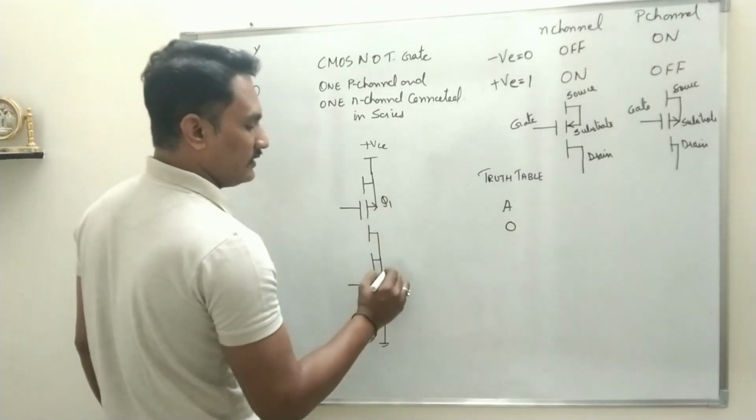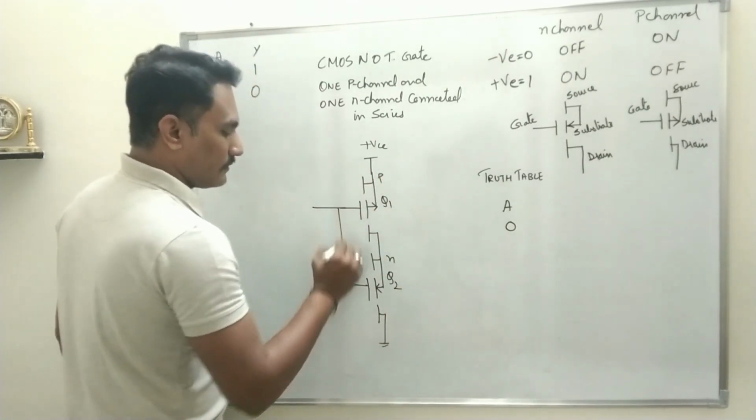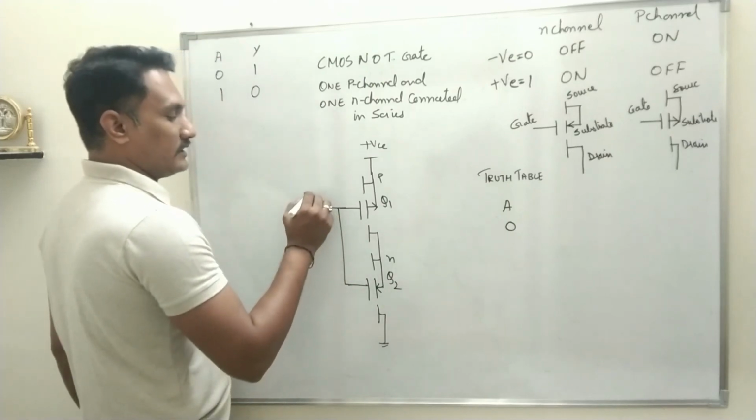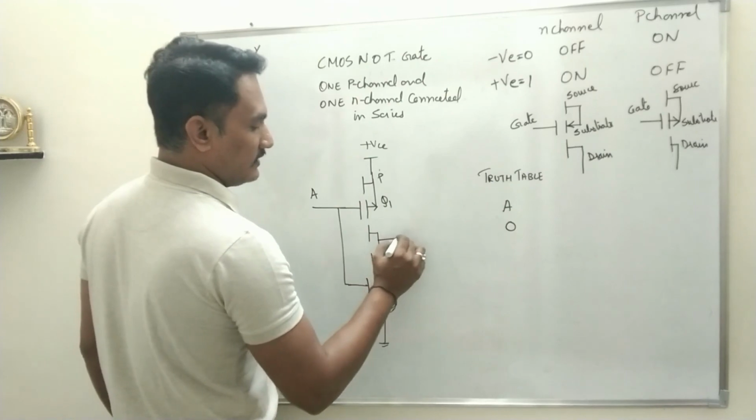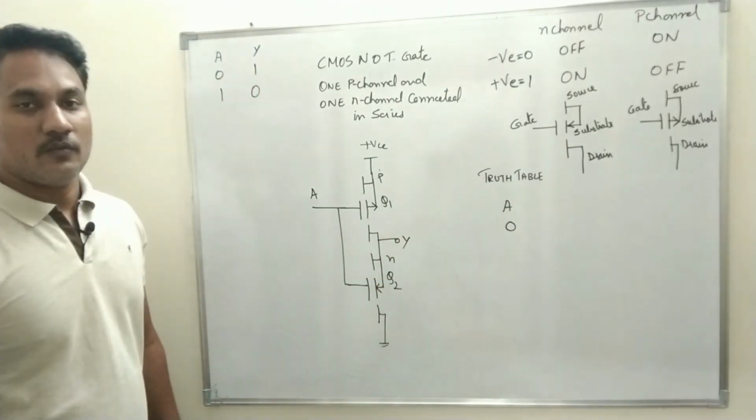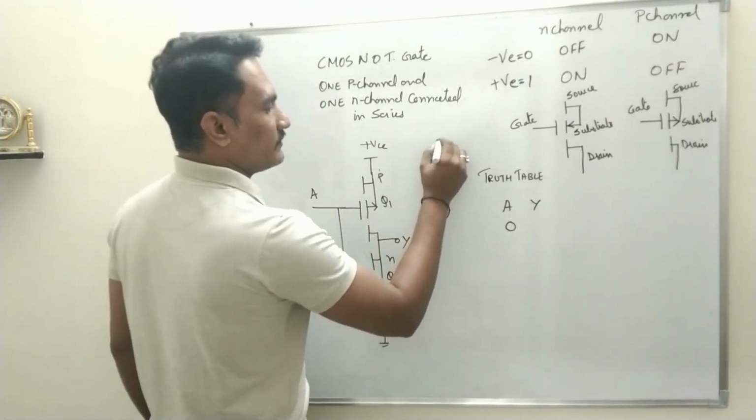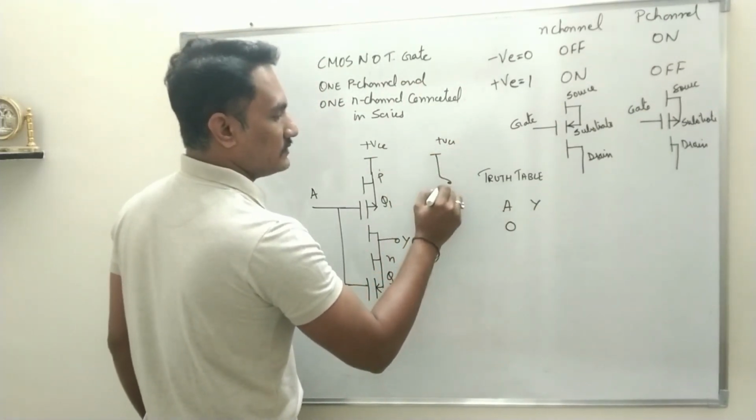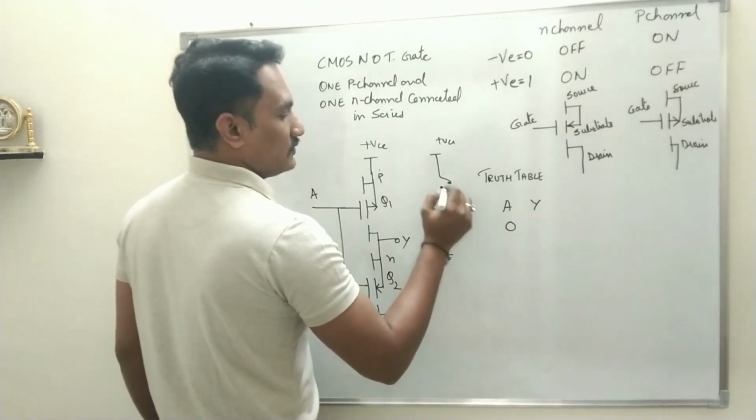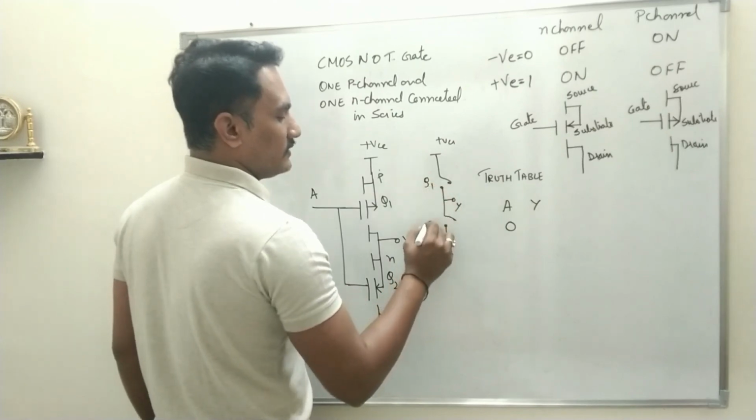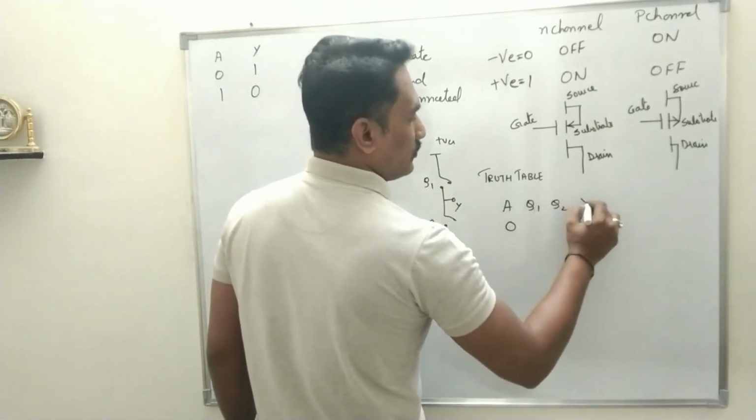Let this be Q1, let this be Q2, this is P, this is N. Connect this P channel and N channel together. Let this terminal be A, and between this P channel and N channel the output Y. Again let us draw the simplified diagram. This is the positive supply. Two switches are connected in series. Between these two there will be output Y. This is your Q1, this is your Q2.